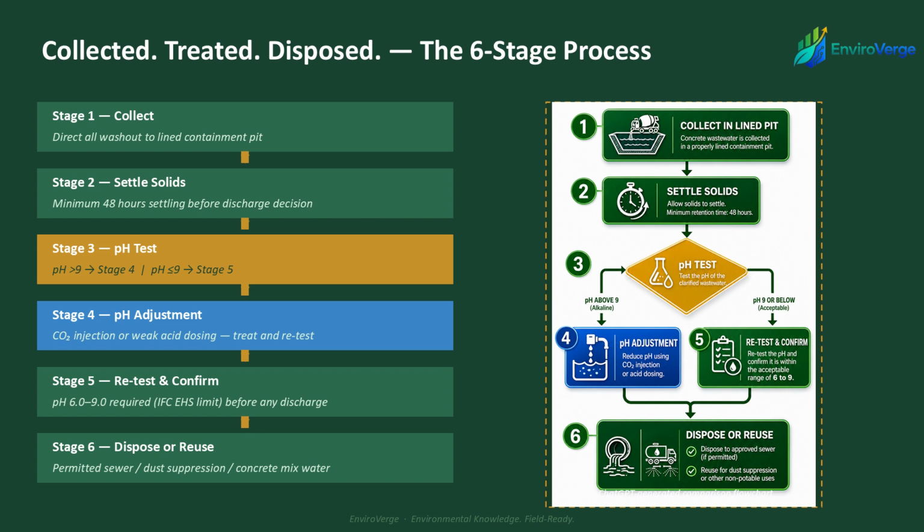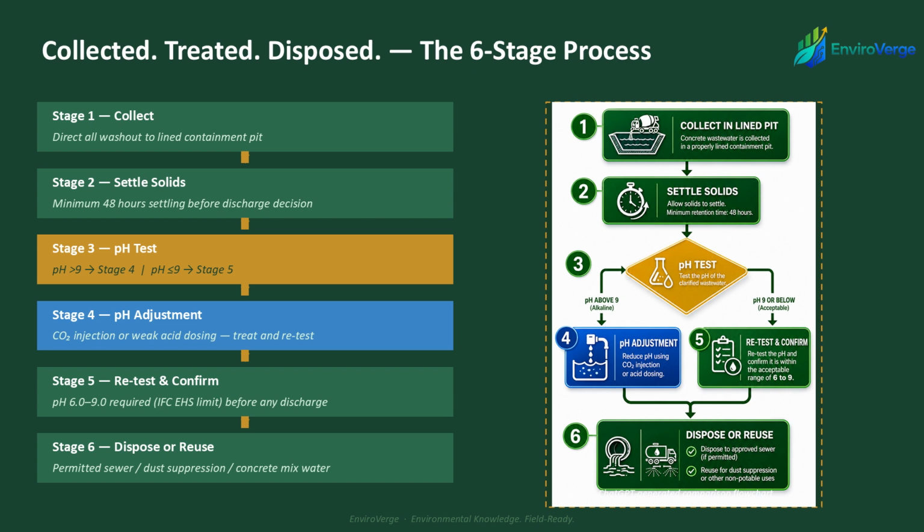Stage 4. pH adjustment. Two methods are in common use. CO2 injection. Compressed carbon dioxide is bubbled through the water, dissolving to form carbonic acid and neutralizing the dissolved alkalinity efficiently and without introducing chemical contaminants. The alternative is weak acid dosing, typically dilute sulfuric or hydrochloric acid, effective but requiring trained chemical handlers and proper secondary containment. Stage 5. Retest and confirm.